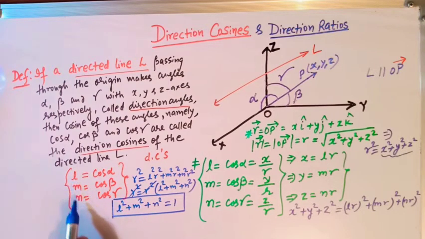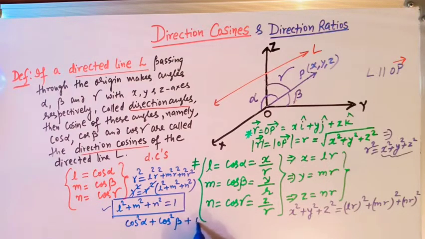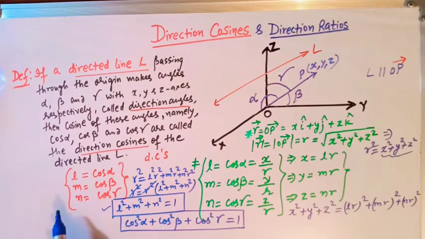Suppose if we substitute these values here, then we can write this statement as cos square alpha plus cos square beta plus cos square gamma is equal to 1, right? So this is a very important result. So the sum of the squares of the direction cosines of a line is equal to 1, and cos square alpha plus cos square beta plus cos square gamma is equal to 1, right?